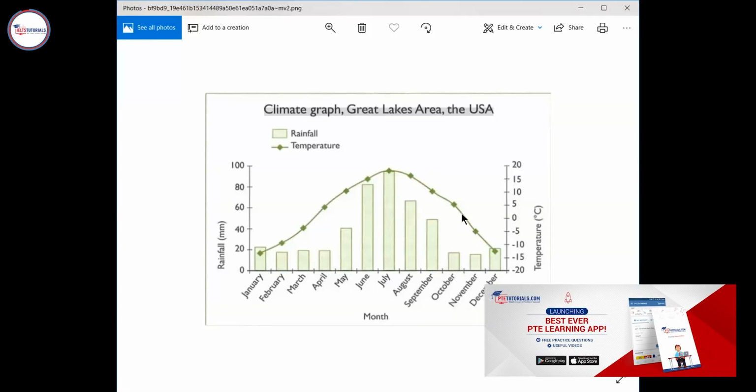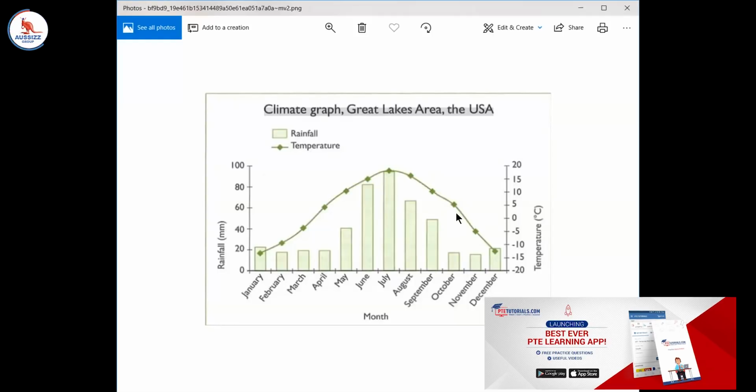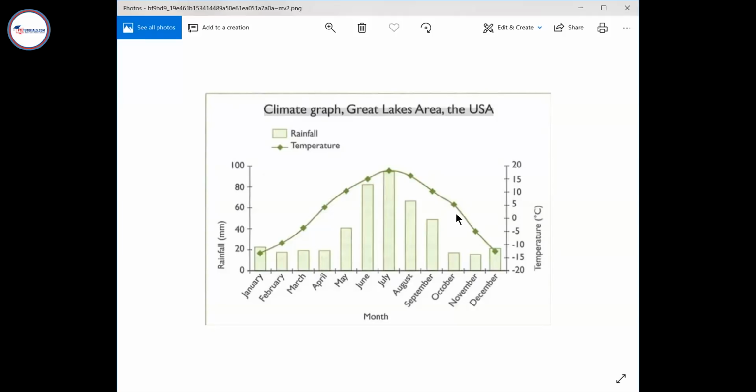Now fillers. If I look closely to the image, I can see that these 3 seconds will save me. It will save me. And then I can say the rainfall and temperature. The rainfall has been described in bar, whereas temperature has been shown in green dotted line. Friends, till now 30 seconds are over.